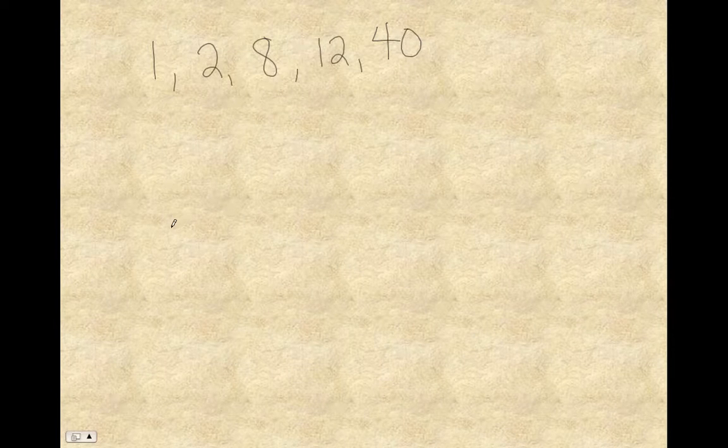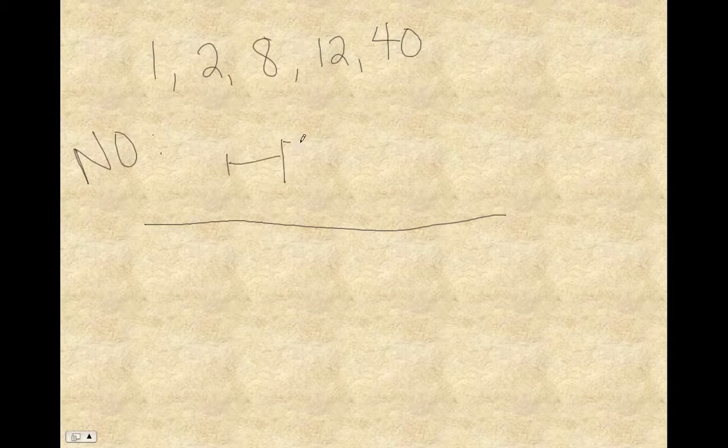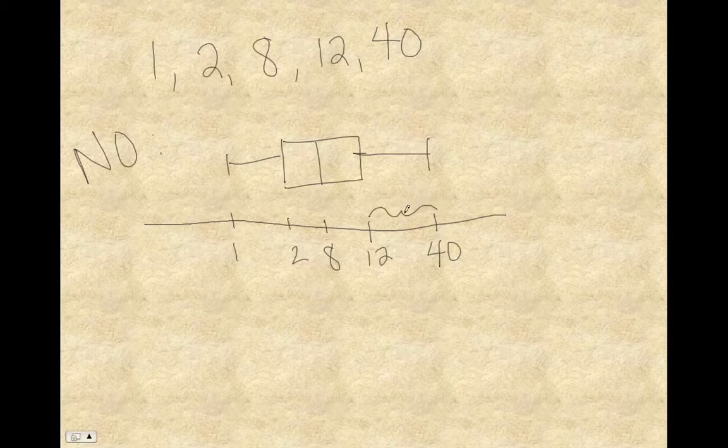A quick note about making box plots by hand. Please, please, please, when you make a box plot, this is a non-example, I do not want you to first draw the box plot like this and then label your x-axis. I need you to realize how ridiculous this is. This is implying that you think the distance between 12 and 40 is the same as the distance between 1 and 2. And I hope that we understand that that's not the case.